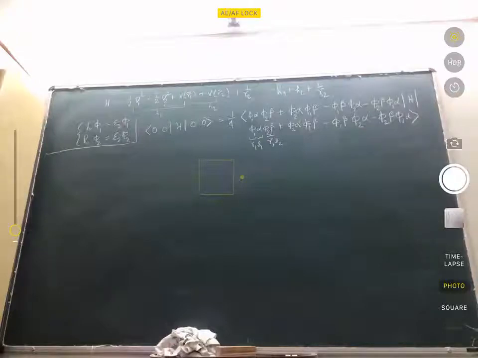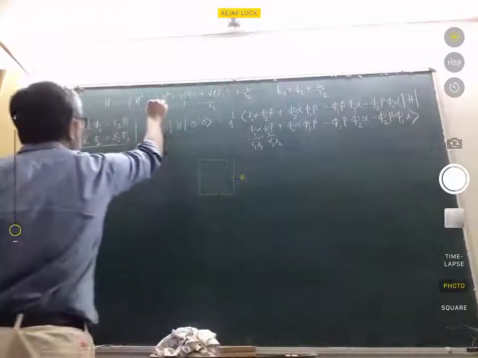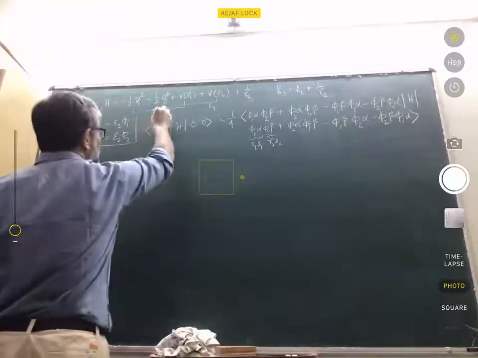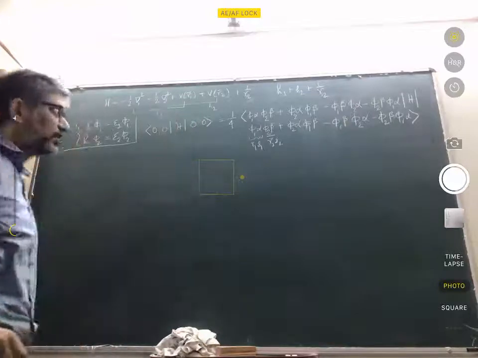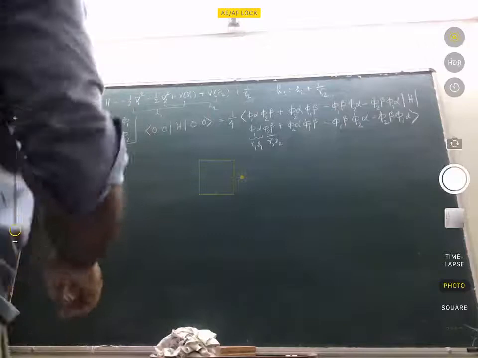Okay, so this Hamiltonian has 2 qualitatively different types of terms. One is the 1-electron terms, H1 and H2. The other is the 1 over R12 term, so I'll write the 1 over R12 term separately. Let us see first what we get with the H1 and H2 terms.